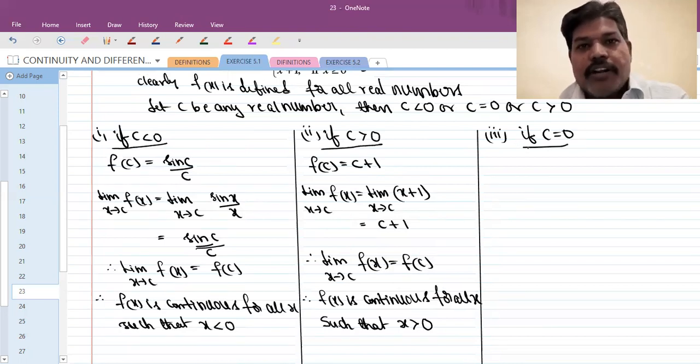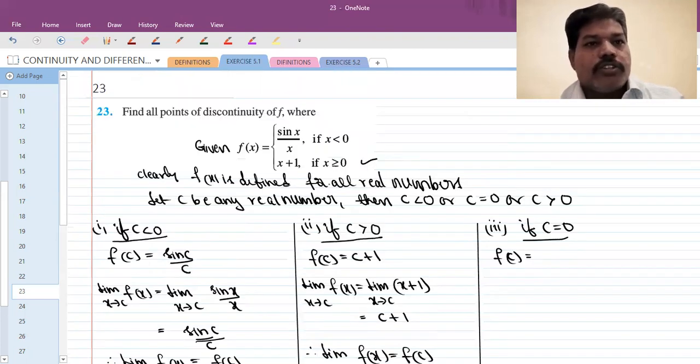The left hand limit, the right hand limit, and the function value. For that one, first I will take f of c. What is the f of c value, students? For c equal to 0, automatically f of c value will become c plus 1.